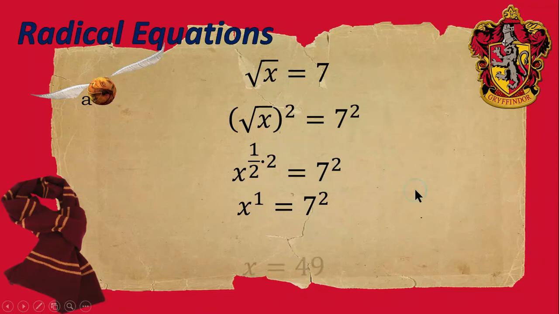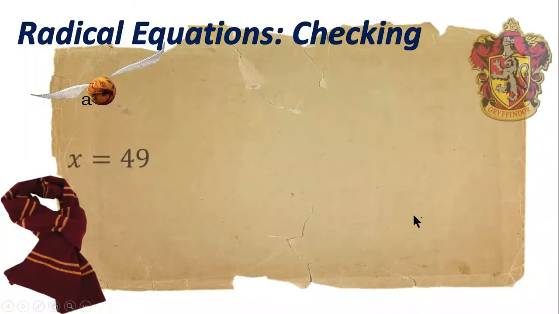And then 7 squared, 7 times 7, is equal to 49. It's not 7 times 2, okay? 7 times 7. So the value of x should be 49 to make this equation true. Now let's check.